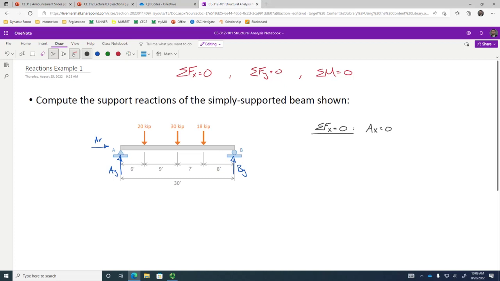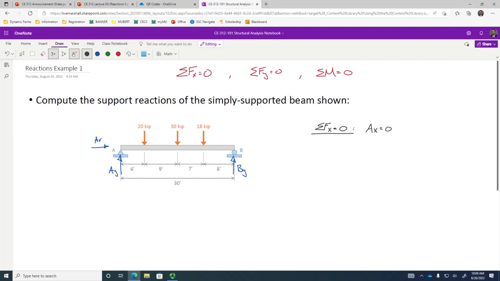Now, in terms of the vertical reactions, we got two unknown reactions. If I were to go ahead and employ sum of forces in the y direction, I find myself having a little bit of a problem, right? Because I'd have AY and BY going up, but I'd have 20, 30, 18 going down. All I would know is that AY plus BY has to equal whatever this is. So I'd still be left with two unknowns, which is why what I'm going to do first is I'm going to sum moments, okay?